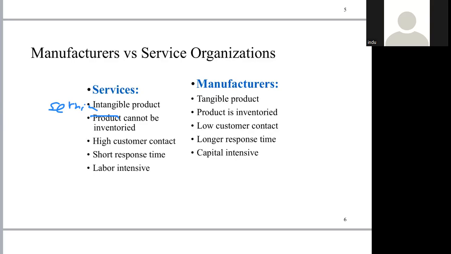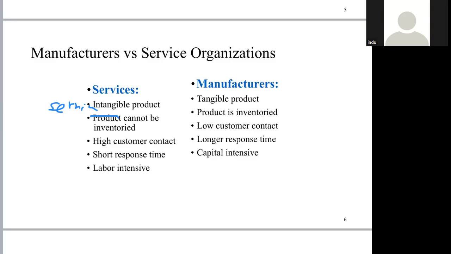Most of the time services are labor intensive, and most of the time products are capital intensive. In addition to that, we can say products are exchangeable while services are not exchangeable, right? That means services are one-time use. So those are the main differences between services and goods or manufactured products.